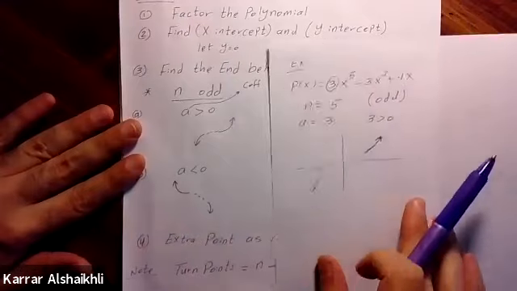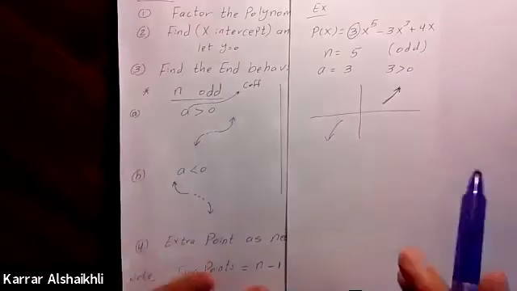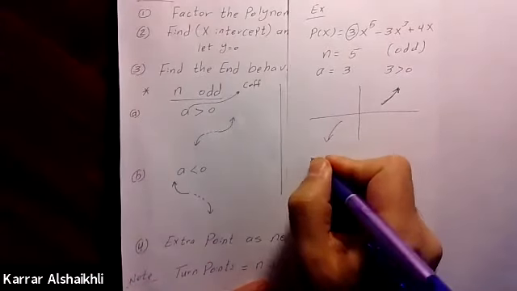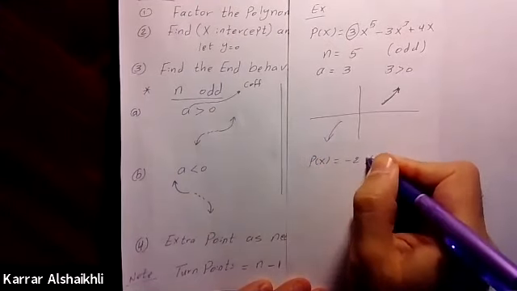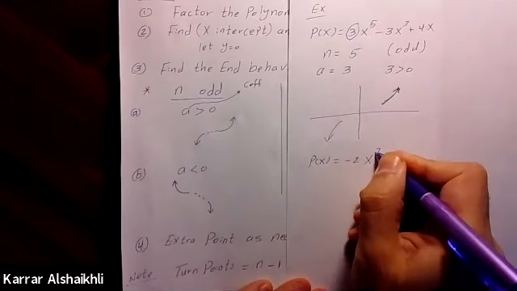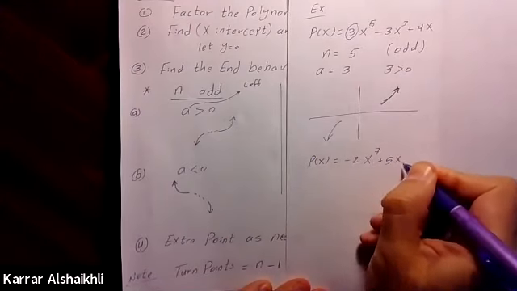Let's check another example. If we have this function, P of x equal negative 2x to the power 7 plus 5x plus 3.